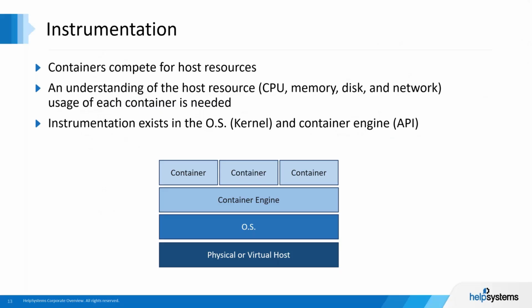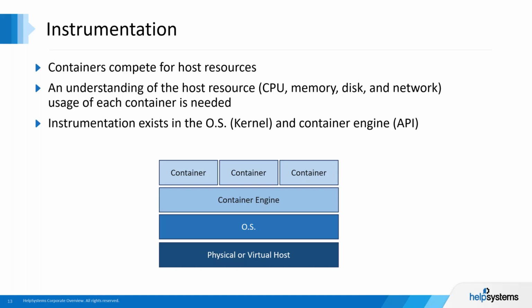So what do we mean by observability? You need instrumentation, you need data about how your containers are working. Containers, as we all understand, compete for host resources, so they are running on a host. There's nothing new there. Of course, you need to understand what type of resources, CPU, memory, disk, etc., is being used by a specific container or a group of containers or a type of container. That instrumentation exists either in the operating system, the kernel, because underneath the container there is actually a process running on the operating system that needs to be monitored and that consumes resources.